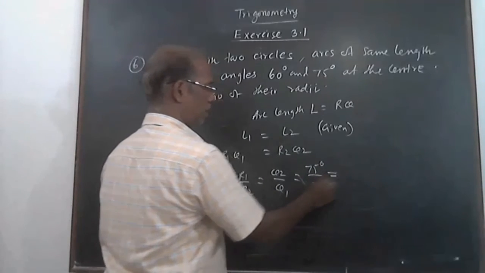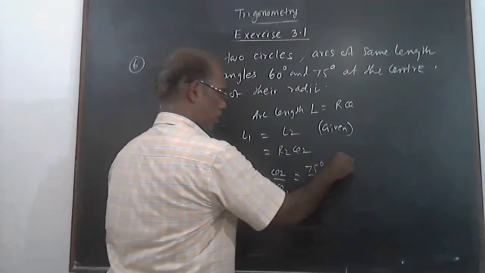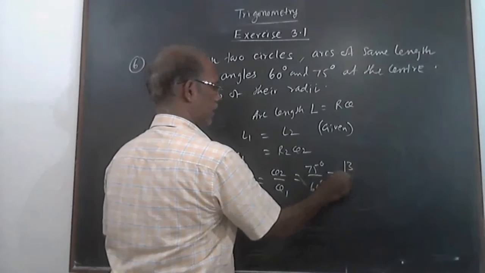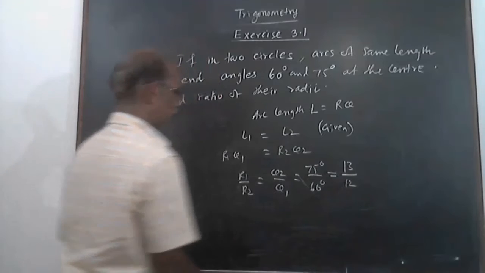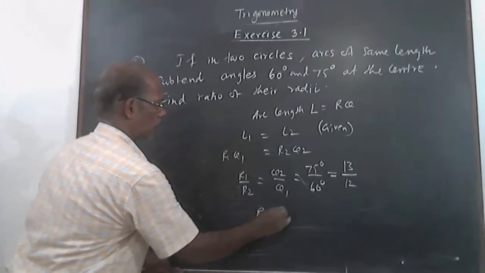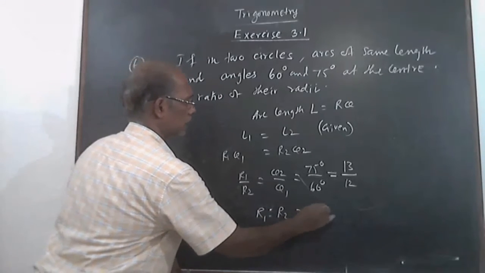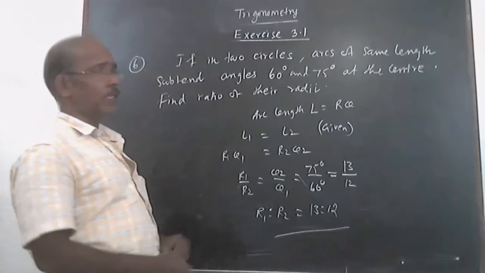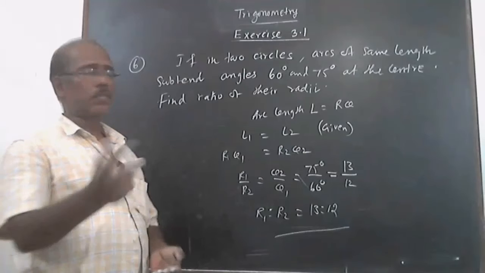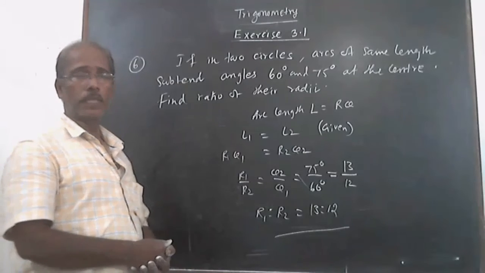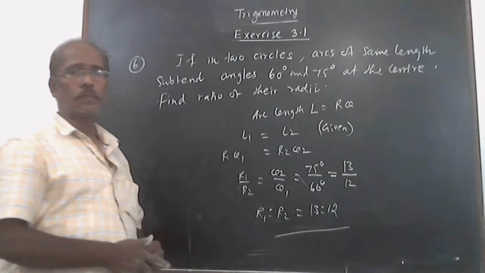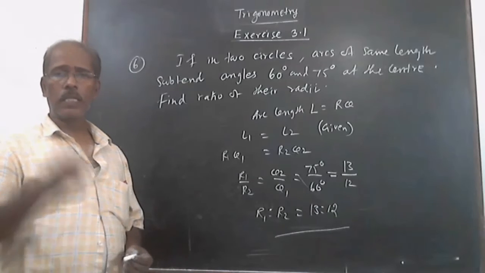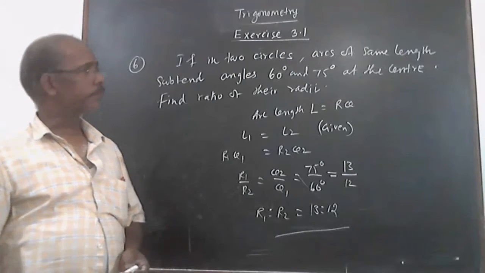Then by the 5 table, 1 time 5 and 3 times 13 and 12. What is the ratio? R1 is to R2 is 13 is to 12. Go through it. Then the last question, I'll give you a hint. You try to get the answer. First copy this. We'll go to the next question, the last question of this session.